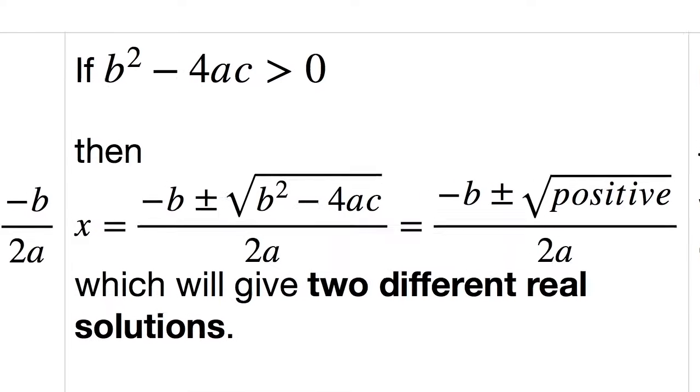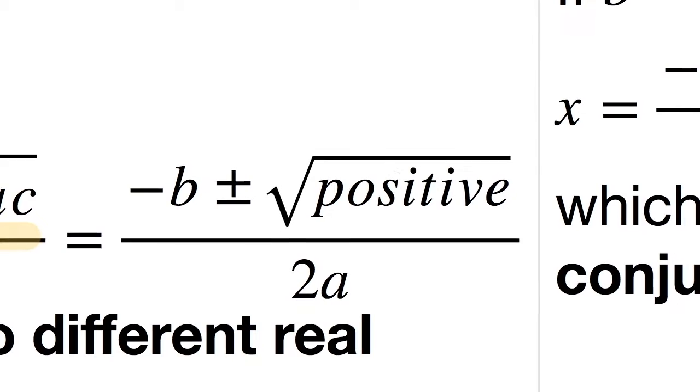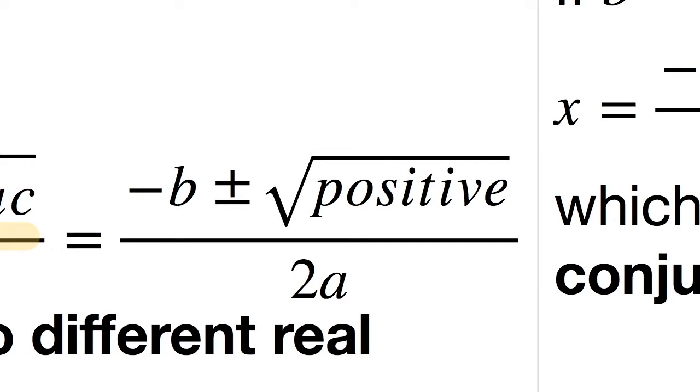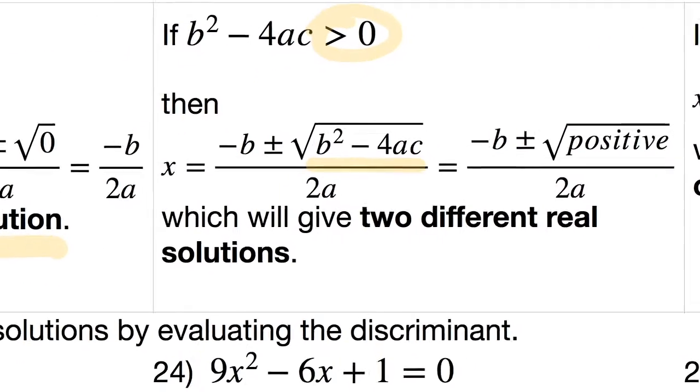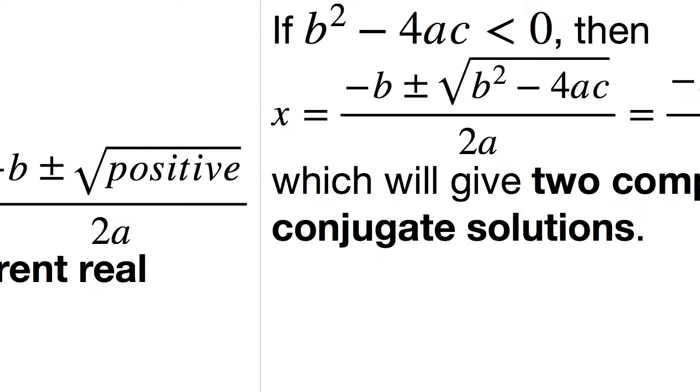If b squared minus 4ac, the discriminant, that big hairy mess inside the square root, is greater than 0, then you're going to get something that's positive. Negative b plus or minus the square root of something positive over 2a. And then you'll get two different real solutions. They won't be the same, they'll be two different ones, and at least they won't have an i value in it. It'll be positive, like most normal numbers.